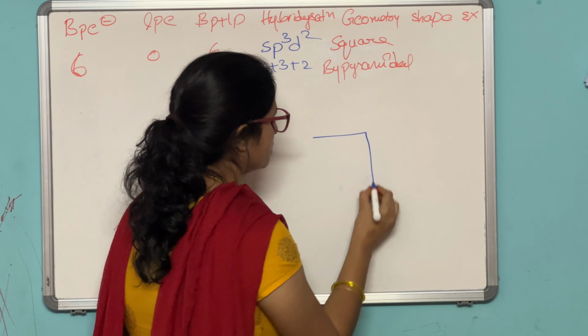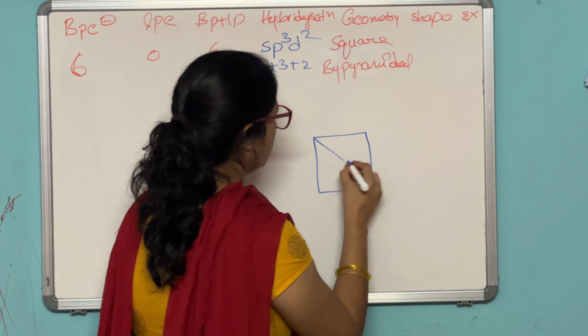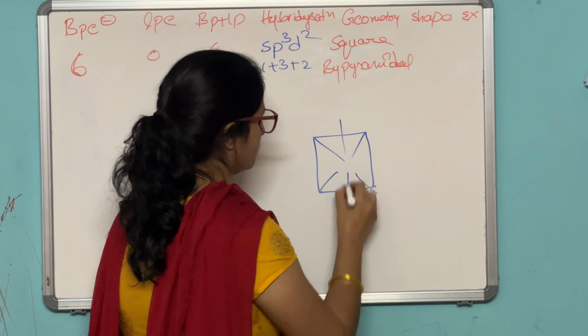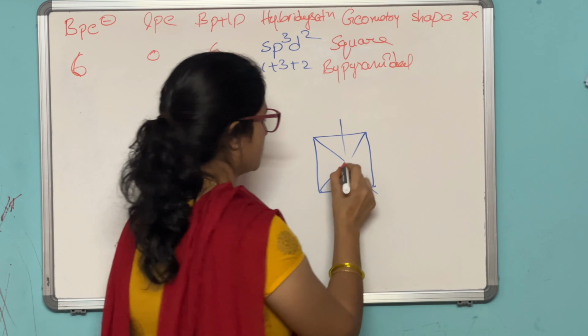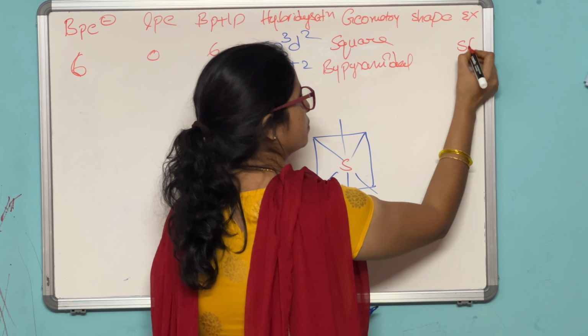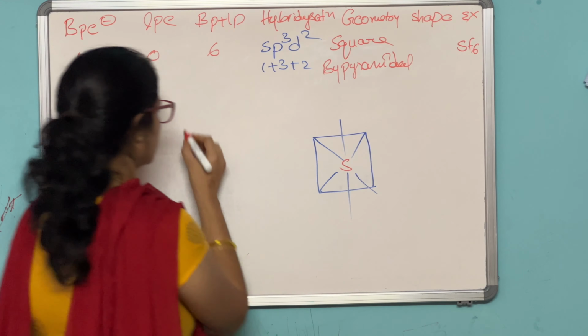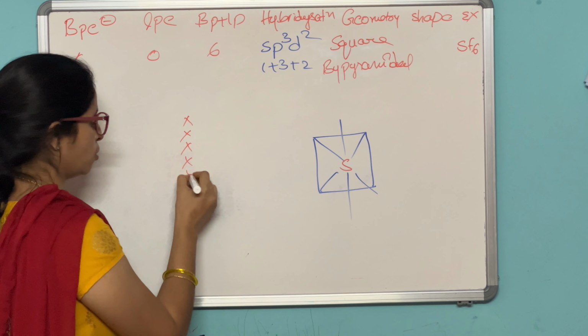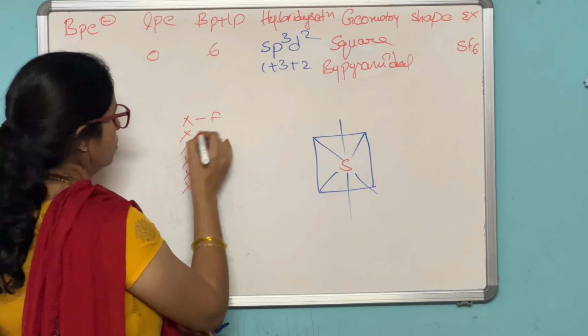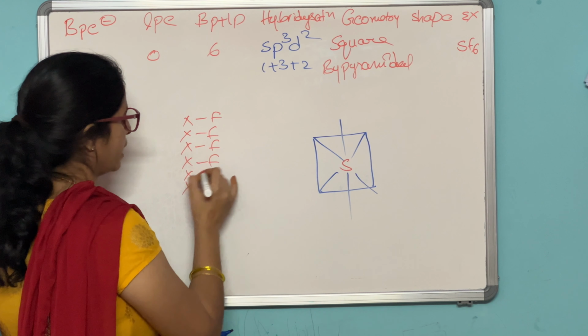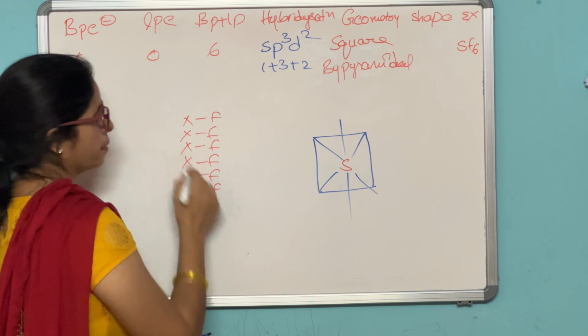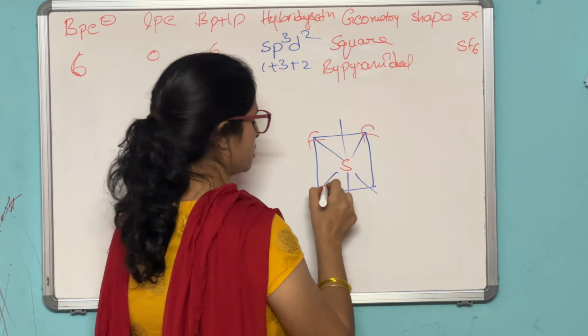This will be like this. Altogether bond angle 90 degrees. SF6 example. Sulfur belongs to 6th group. You can calculate 1, 2, 3, 4, 5, 6. So 6 fluorine atoms, 6 bond pairs with 0 lone pairs, and this will be the structure.